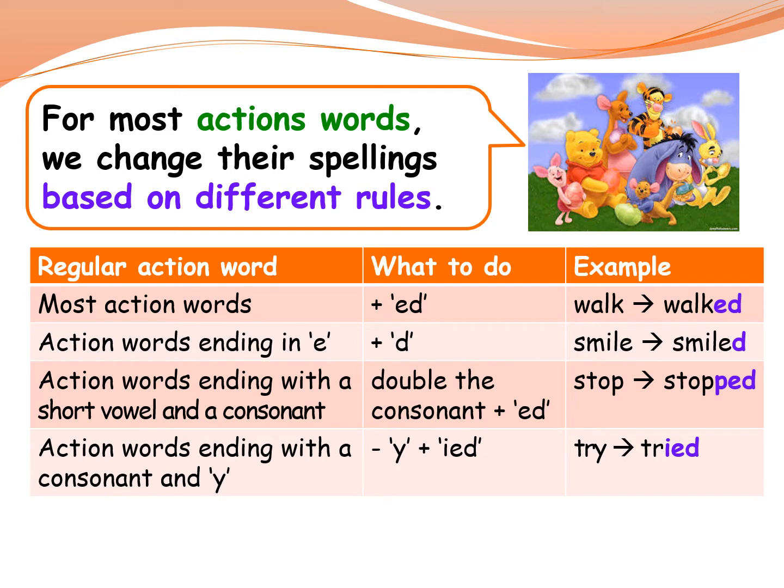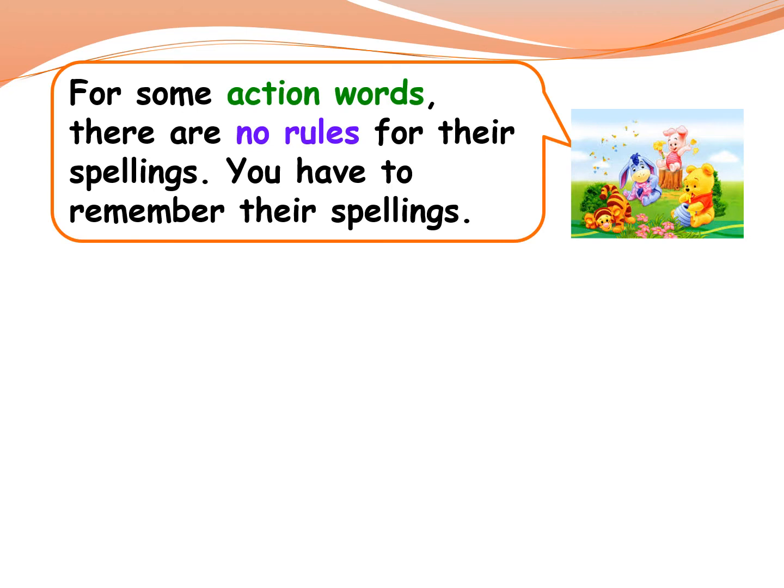The case for the action word ending with a consonant and y. What we need to do is to change y to i and then write down ed after i. For example, try. We change y to i and then add ed. It becomes tried. But for some action words, there are no rules for their spellings. You have to remember their spellings.